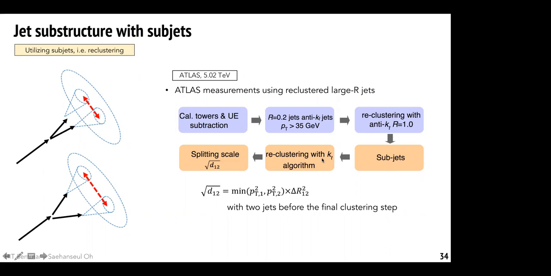And in the last step of the reclustering of the kT algorithm, they measure the two entities, D12. So this square root D12 is proportional to the smaller PT squared and the delta R between these two. So if the delta R is large, if the square root D12 is large, that means it has a much wider substructure. And if it is small, that means they have a very narrow substructure.